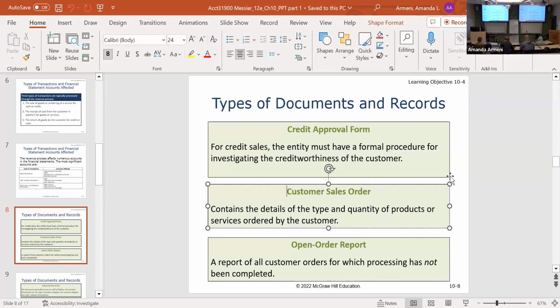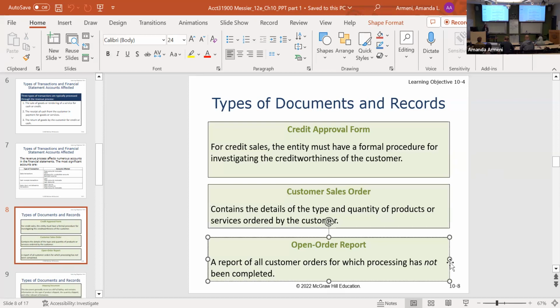The customer sales order is the order that they send to Earthware that details out what products they are requesting, what the quantity of those products is, when they expect to receive them, and when the order was placed. It's going to have all that detailed information in it.